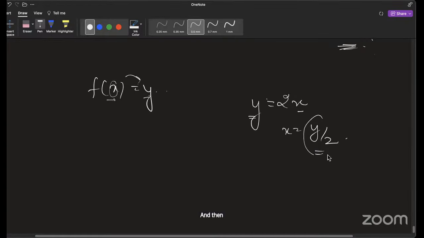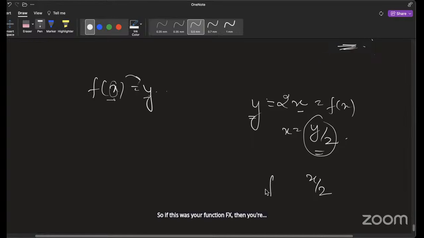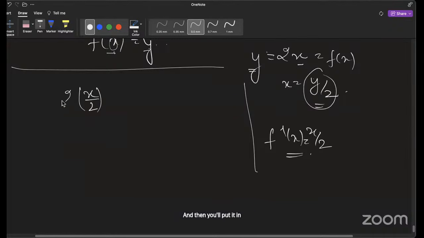And then just take this function. So this function is the inverse. Just remove y and take x by 2. So if this was your function f(x), then your f inverse of x is this. And you can try composing these two. If you compose x by 2 and then put it in the 2x function, it becomes x. And similarly, if you do 2x and compose it with the x by 2 function, you'll get x again.